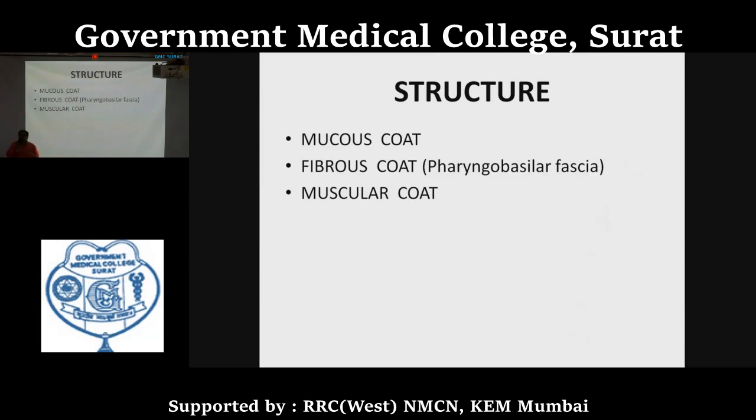Now, about the mucosal coat, there is no further description, except that the epithelium of this mucosa is continuous with that of the nasal cavity, the oral cavity, the laryngeal cavity and the auditory tube. Now the fibrous coat is just deep to the mucous coat. It's an intermediate coat. Basically it's a thin layer between the mucous coat and the muscular coat, but it demands a special description at two different sites.